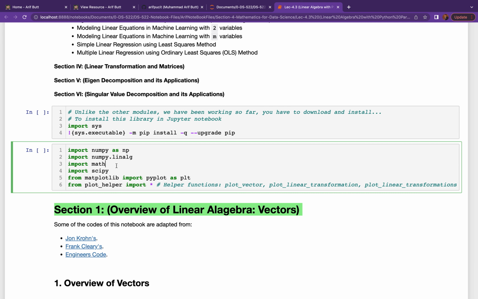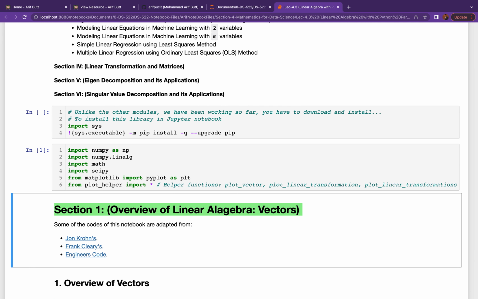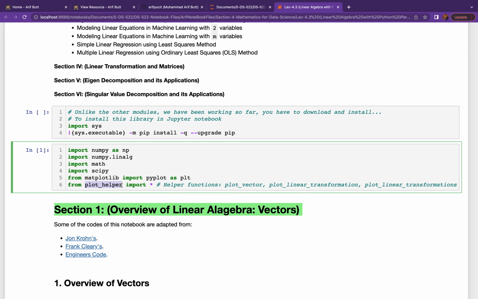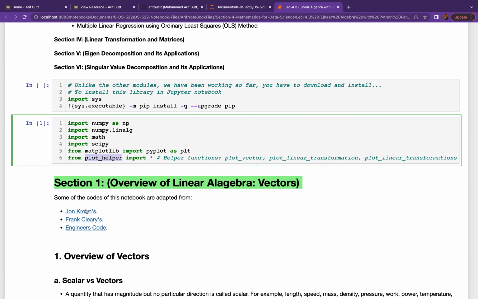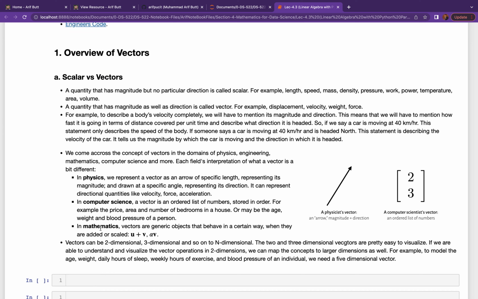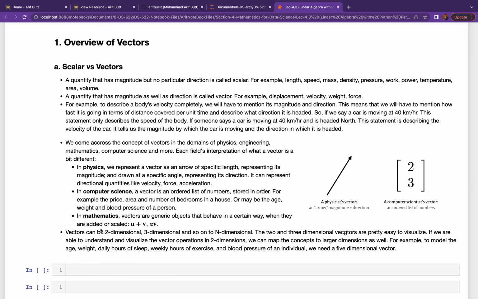My dear students, these are the libraries that you need to import. Pay specific attention to this plot_helper module that contains code for drawing the vectors and for linear transformation. Some of the code of this notebook is adapted from these links. I'm particularly thankful to Dr. Cron for providing such marvelous resources on this subject. Okay, so let's start with the overview of vectors.